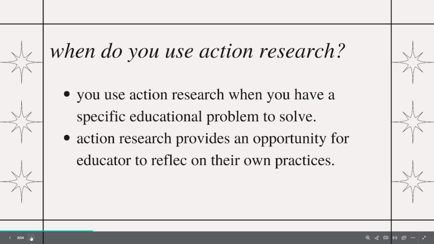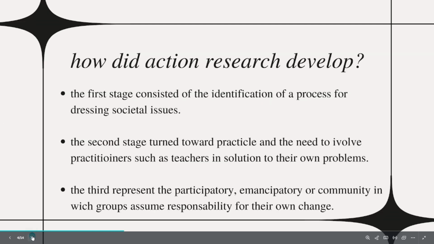When do you use action research? You use action research when you have a specific educational problem to solve. Action research provides an opportunity for educators to reflect on their own practices. So it means that it is used to directly improve professional practices. How did action research develop?